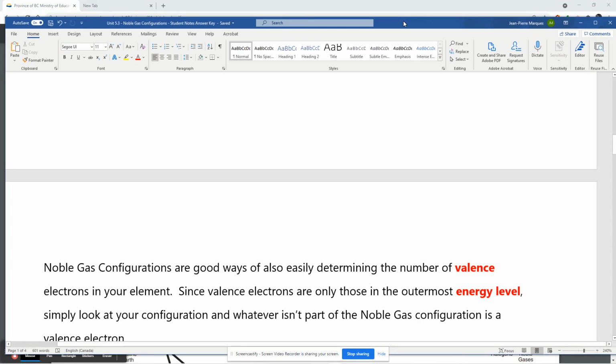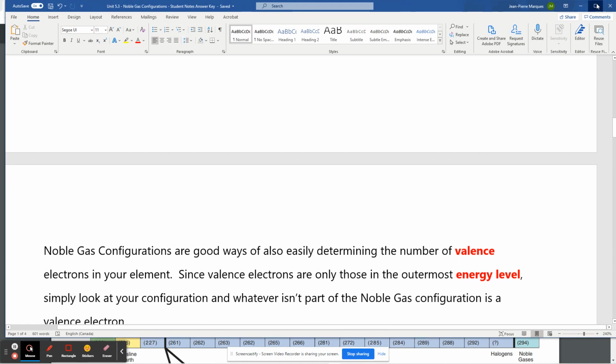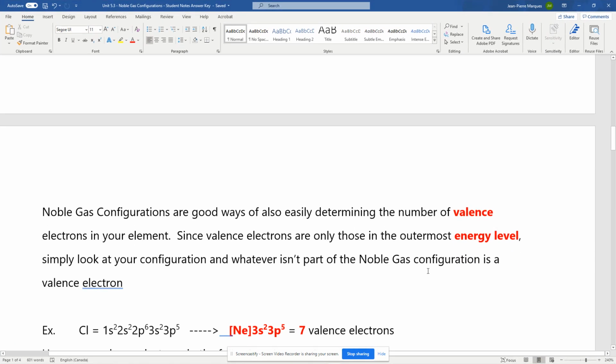Okay, taking a look at our answers here. For the first one, chlorine. Chlorine is 1s2, 2s2, 2p6, 3s2, 3p5. In this case, for the noble gas configuration, what's our last p6 or s2? It's right here. It's 2p6. 2p6 is neon. So neon is our reference noble gas. So our noble gas configuration is neon, and then we're left with 3s2, 3p5 at the next energy level. Therefore, we have 7 valence electrons in our outermost energy level.